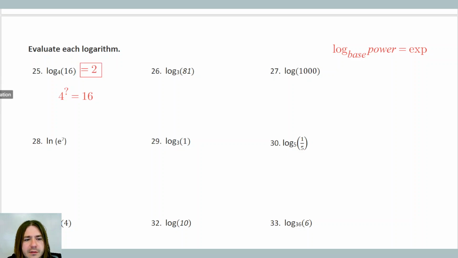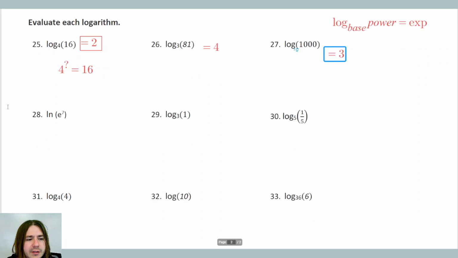All right, for this one, 3 squared would be 9, 3 cubed would be, what would that be? 9 times 3 would be 27, and so this would be 3 to the 4th. So log base 3 of 81 would be 4. Here, you want to recall that the implied base is 10. So 10 to what power is 1,000? Well, 10 cubed is 1,000.